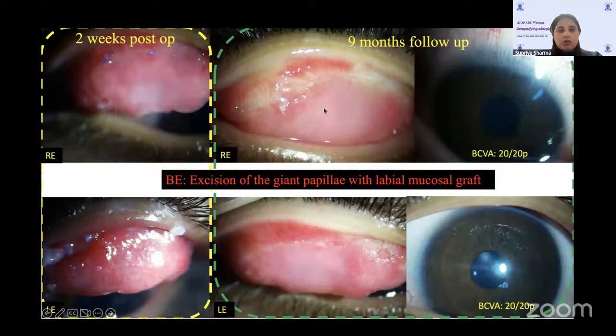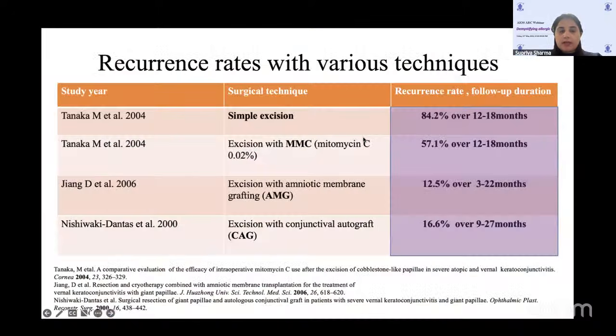Yes. So here, I performed the excision of the giant papillae along with labial mucosal grafting. This is the clinical picture at 2 weeks, and this is the 9-month follow-up, where there is no recurrence of papillae seen, and the symptoms are well controlled as well as the surface inflammation.